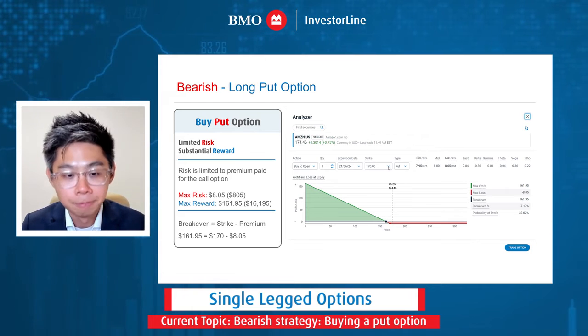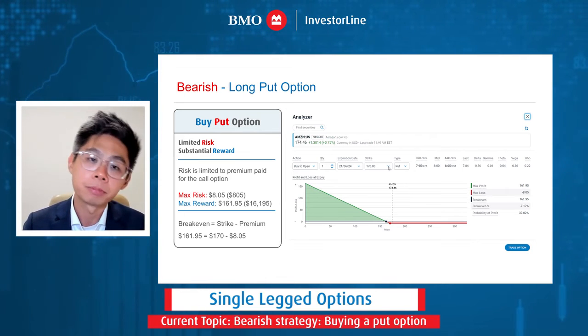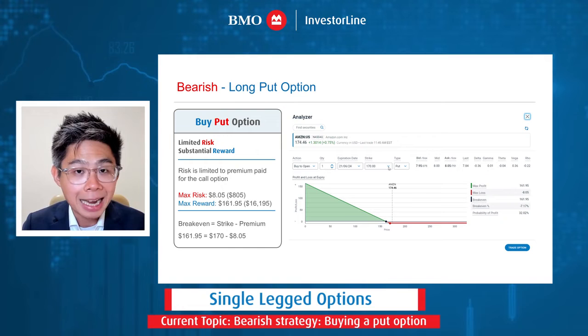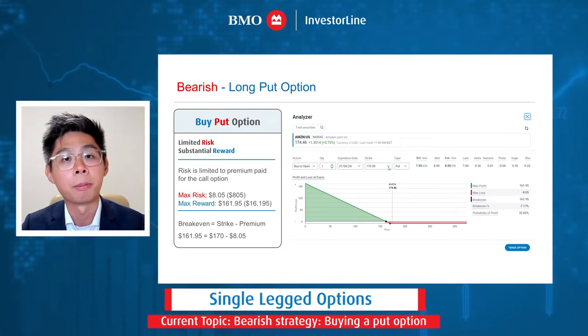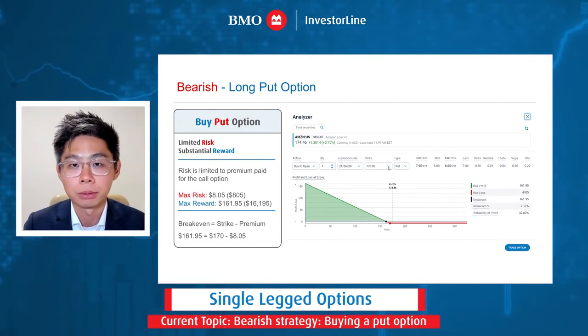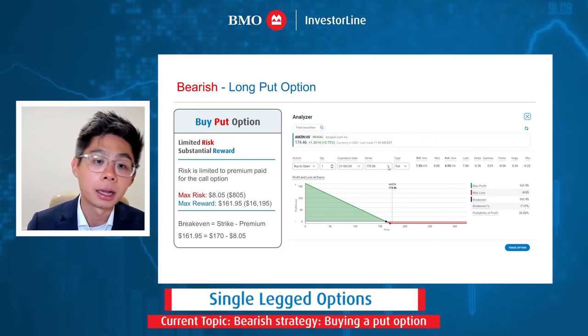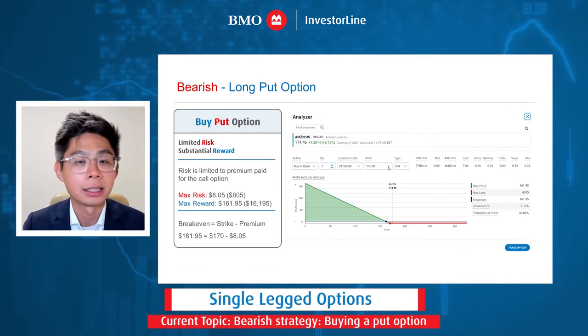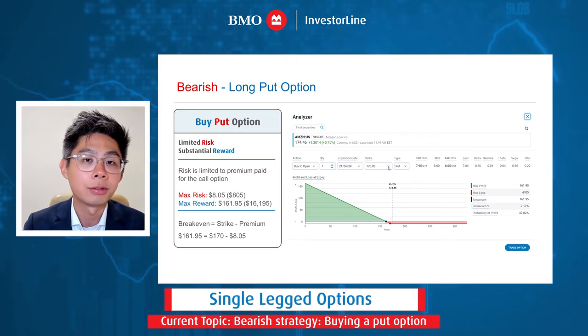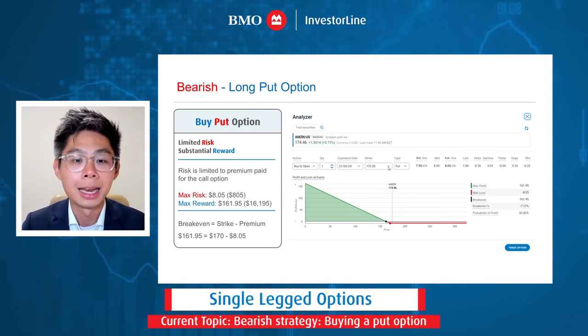But just like a call option, when we think about buying any option contracts, we have to understand the break-even price of that option contract. In this particular case, if we're buying a 170 put and we're paying $8.05 for it, our break-even cost here is $161.95.